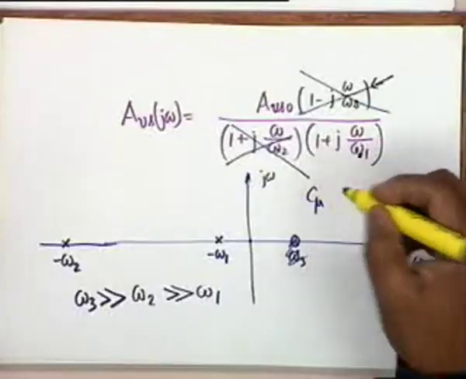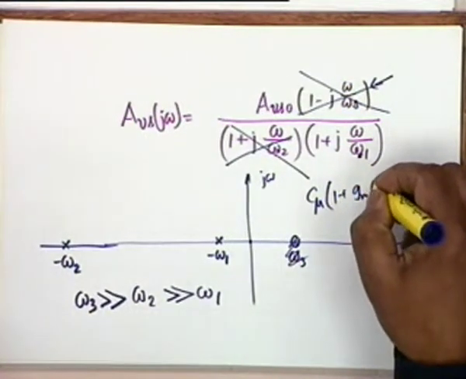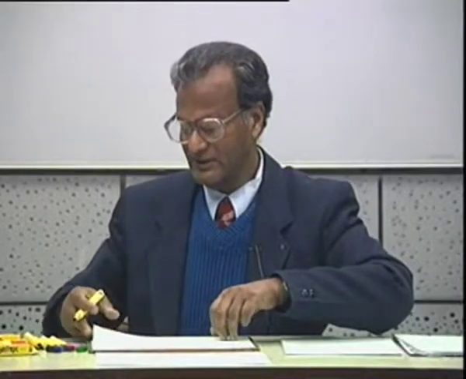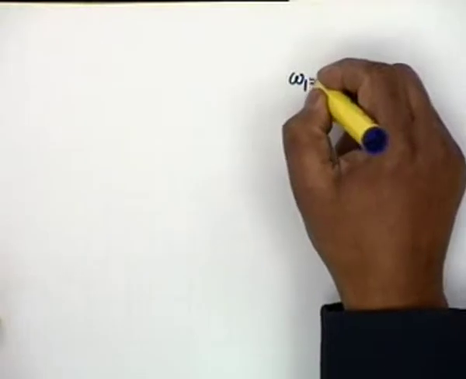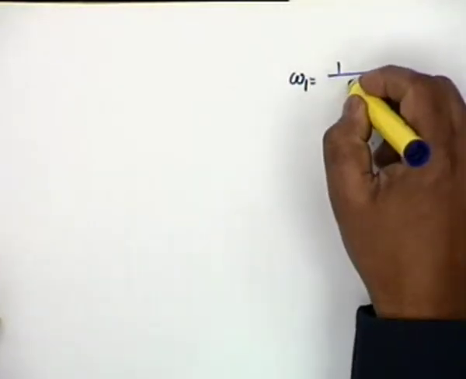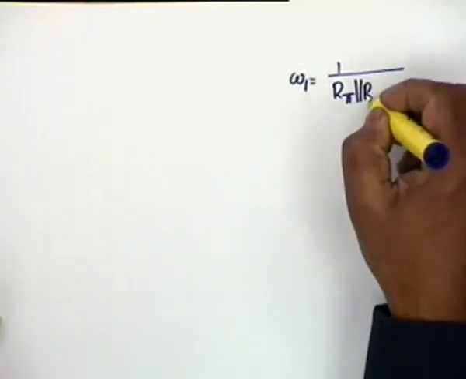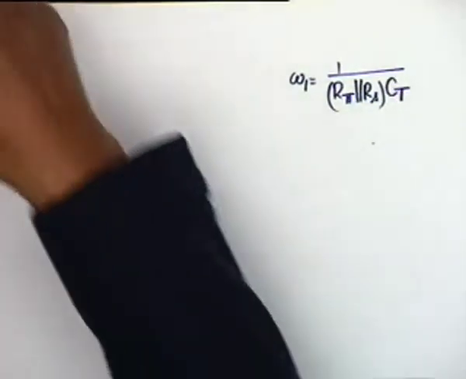CT is C pi plus Cm, the Miller capacitance, and it is the Miller capacitance which swamps everything else. Miller capacitance is C mu, although a small quantity, it gets magnified by 1 plus Gm RL prime, the mid-band gain. Okay. So, our approximate 3 dB cutoff frequency, high frequency 3 dB cutoff would be omega 1, which is 1 over R pi parallel Rs times Ct, omega 1. Now, let us take an example.